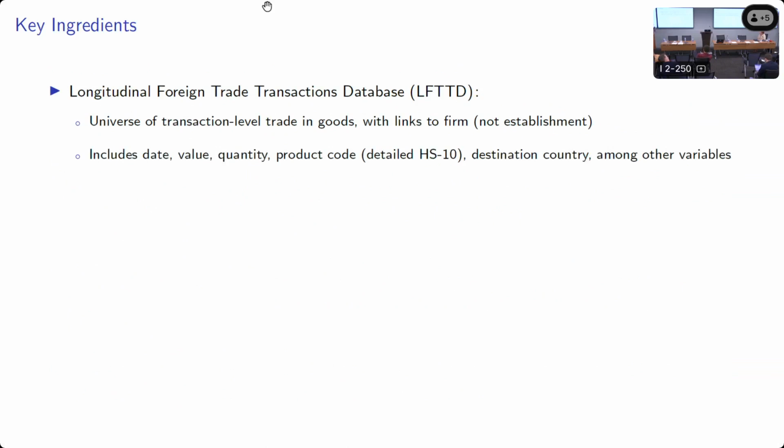Not the establishment. It includes the date, the value, the quantity, the HS10 product codes, so very, very narrow product codes, as well as destination country and other variables. Okay, so everything that's in the customs record is in these data.